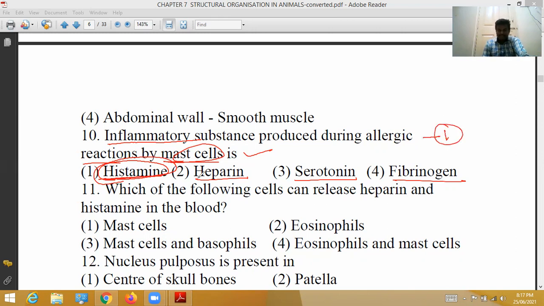Heparin's function is that it prevents the clotting of blood in the blood vessels. So the other options are not involved in this question. Fibrinogen is also not involved in this question. So the correct option for this question is the first option.